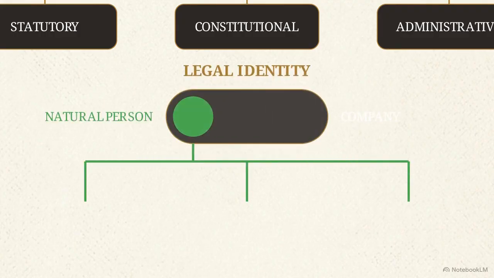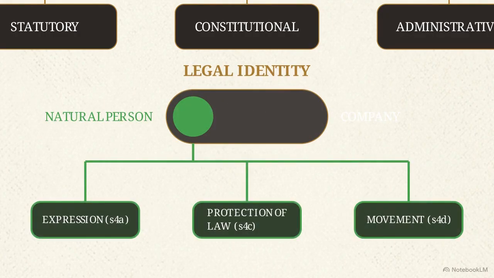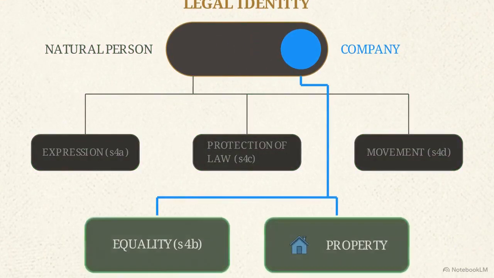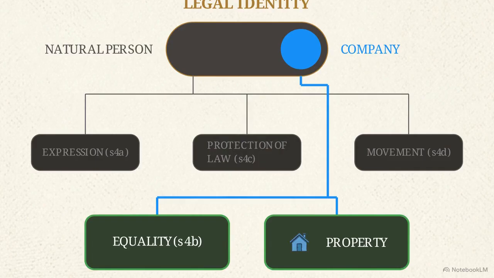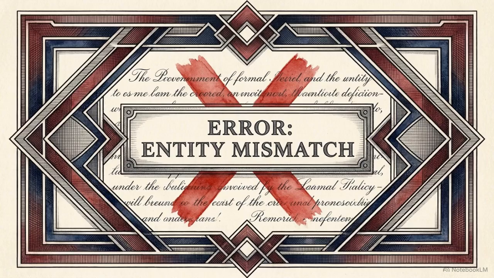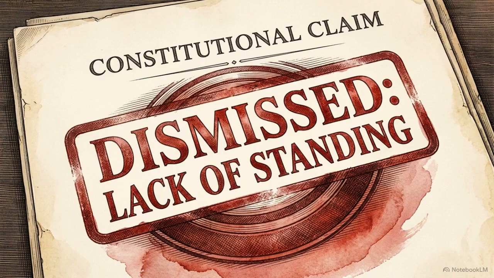First, define the petitioner's legal identity to determine active rights. Natural persons hold exclusive constitutional protections, such as freedom of expression and movement. Companies are not entirely excluded. Section 4B equality rights and general property rights apply to both natural and legal persons. The framework adapts its available remedies depending on the entity type. Misidentifying the petitioner type terminates the constitutional analysis. Because specific sections of the Constitution apply only to natural persons, the subsequent legal arguments lose their standing.